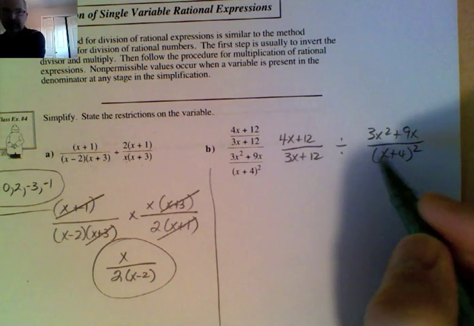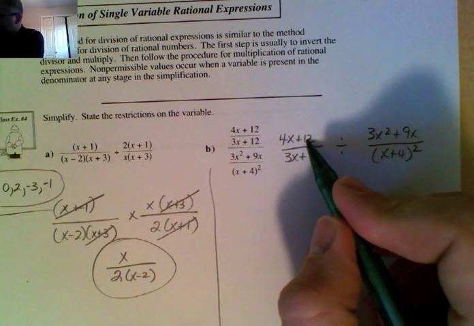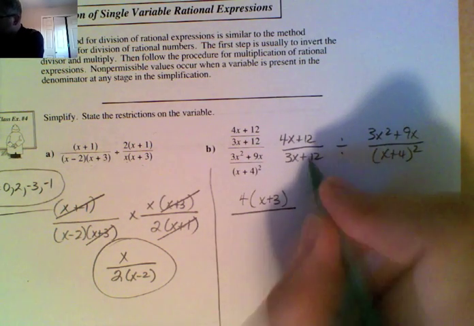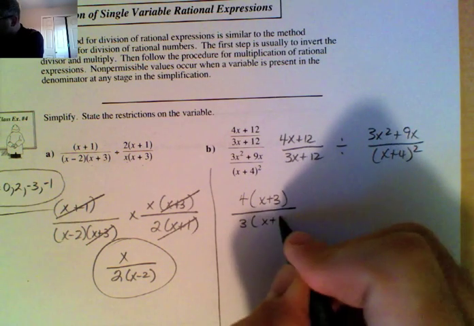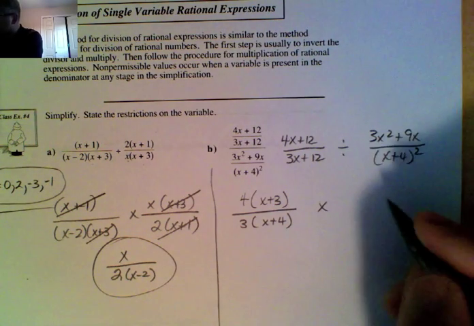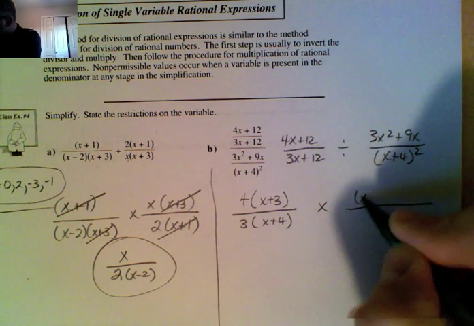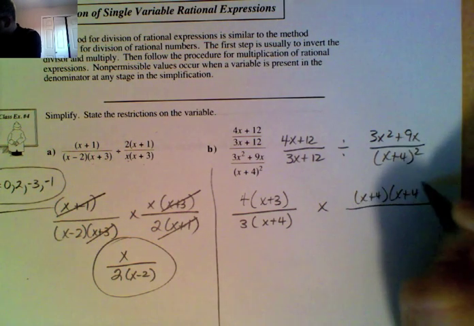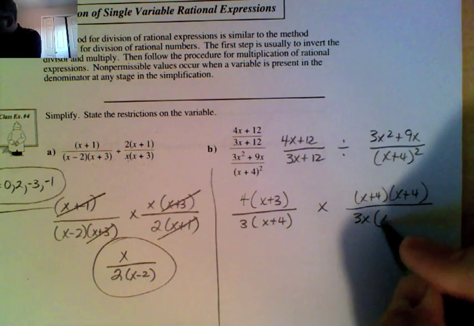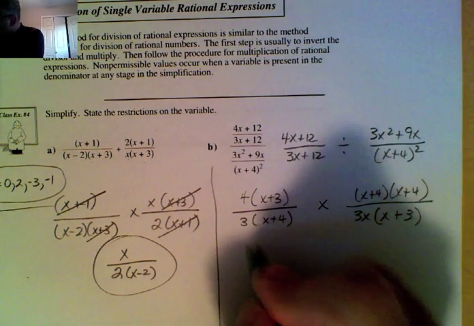So the next step before we do restrictions is we try to factor anything that we can. So in our first numerator, we can take out a common factor of 4. And in our first denominator, we can take out a common factor of 3. In this second case, I'm going to do my factoring and my inverting all at the same time. X plus 4 squared means x plus 4 times x plus 4. And I can take out a common factor of 3x, and I'm left with x plus 3 in my denominator. So now I can do my restrictions.